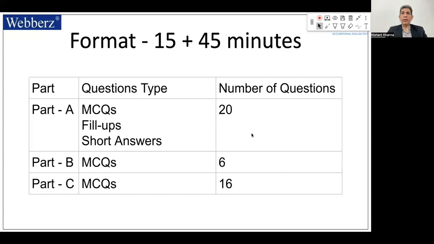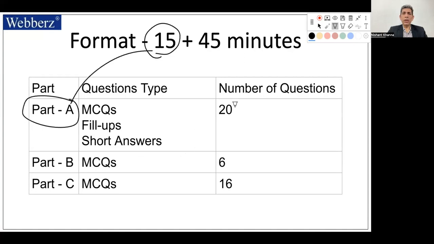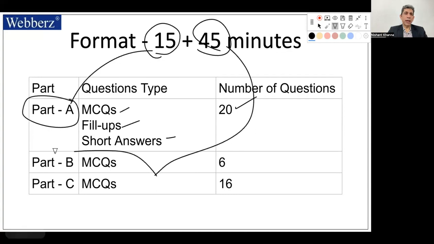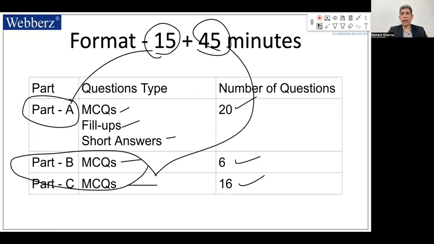tips. If I look at the format of the paper, it's a pretty easy kind of format in which there are only 15 minutes given for Part A, which will contain 20 questions. Multiple choice, fill-ups, and short answer. I've made a video for this. Please watch that video. 45 minutes for the rest two parts, Part B and Part C, which contain 6 and 16 questions respectively. They are multiple choice questions only.